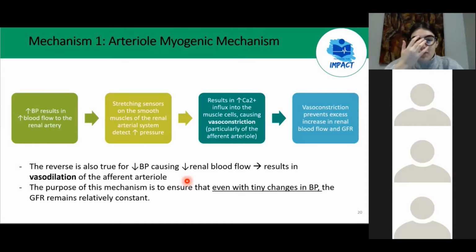So basically the purpose of this mechanism is to ensure that even with tiny, tiny changes in your blood pressure, the GFR will remain relatively constant because you have that reactive vasodilation or vasoconstriction. But this isn't enough. So the kidney is kind of spoiled. It needs a whole lot of regulatory mechanisms to make it happy.